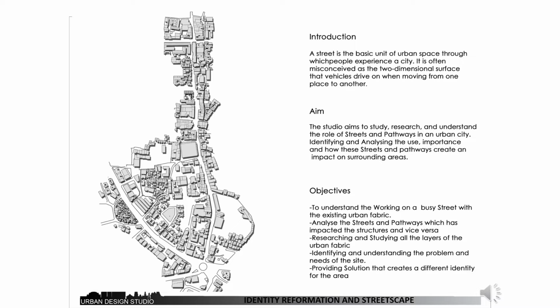The aim of the studio is to study, research, and understand the role of streets and pathways in an urban fabric, identifying and analyzing the use and importance, and how the streets and pathways create an impact on the surrounding area. The objectives were to understand the working of a busy street with the existing urban fabric, analyze the street and pathways which impacted the structure and vice versa, research and study all the layers of the urban fabric, and understand and identify the problems and needs of the site and provide solutions to the same.